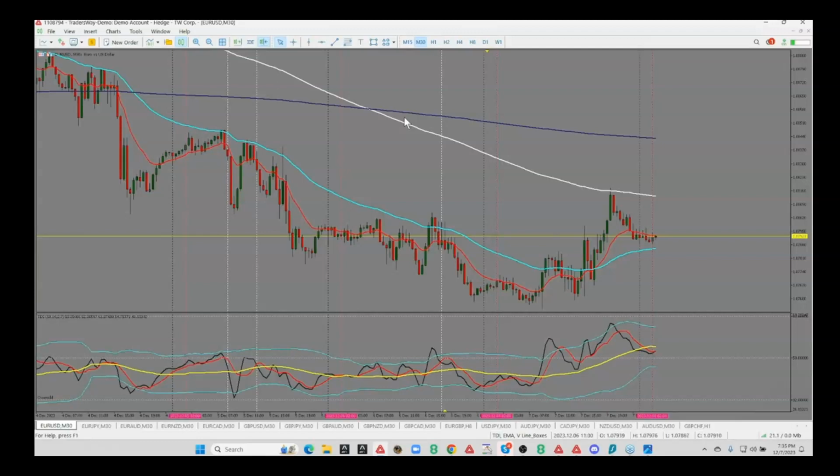Why is this significant? Think about this. What is the water of the 30 on the 15? Okay, what is the water of the 30 on the 15? It's the 100 EMA. That means the 100 EMA on the 15 minutes is sitting between the water and the mud.